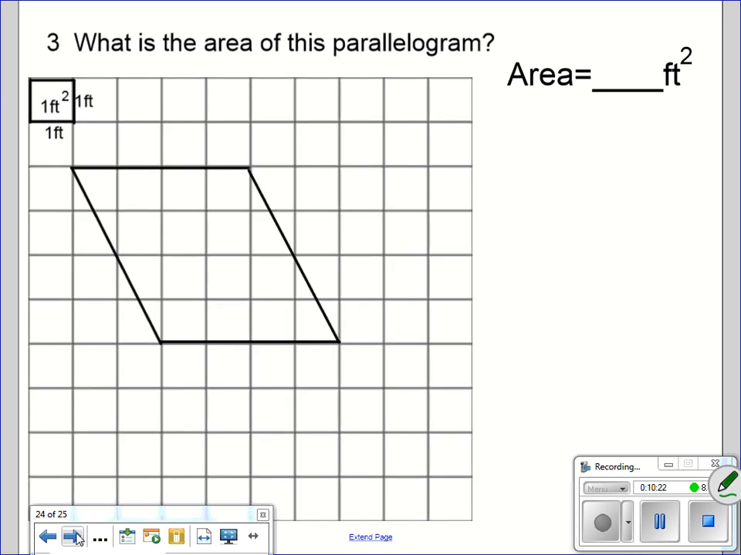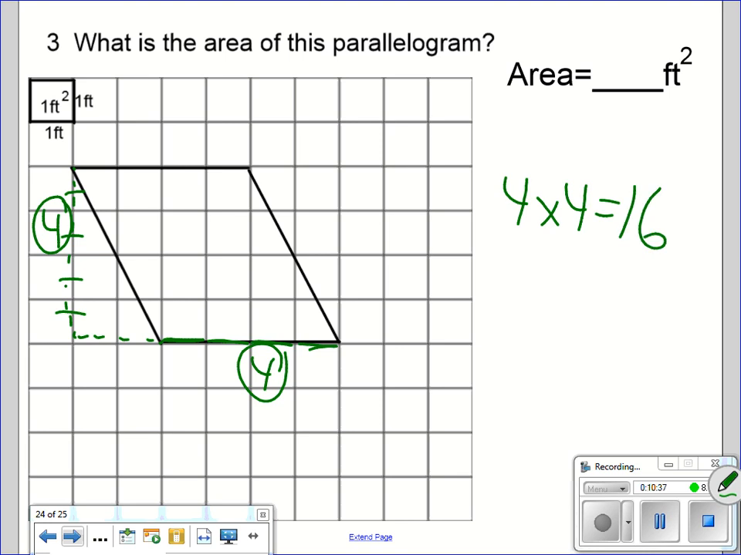Last problem. Here's my parallelogram. Going here, going over. My height, 1, 2, 3, 4. 4 is my height. My base, 1, 2, 3, 4. 4 is my base. 4 times 4 gives me 16 for an answer.